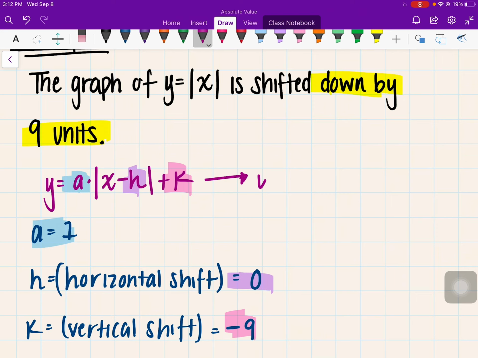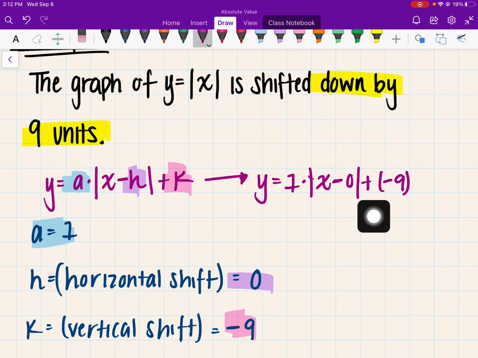And we have y equals 1 times the absolute value of x minus a 0 plus a negative 9. Once again, we're going to rewrite this because we do have double signs there, so we need to simplify that out. And once again, I do multiply by 1, but it's not going to make a difference, so I won't include it.